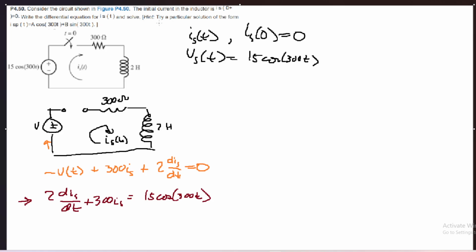The hint said to try a particular solution, Isp of t. Since our right hand side is 15 cosine 300t, the hint gives us a cosine 300t plus b sine 300t. I'm going to put the particular solution over here: Isp of t is equal to a cosine 300t plus b sine 300t.